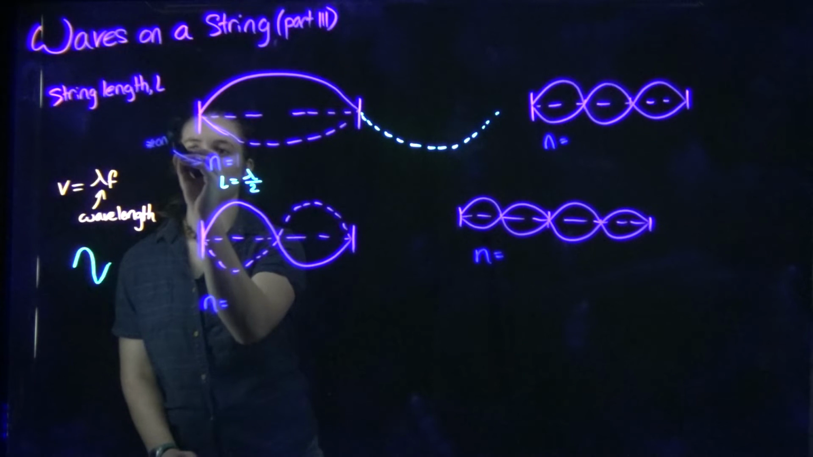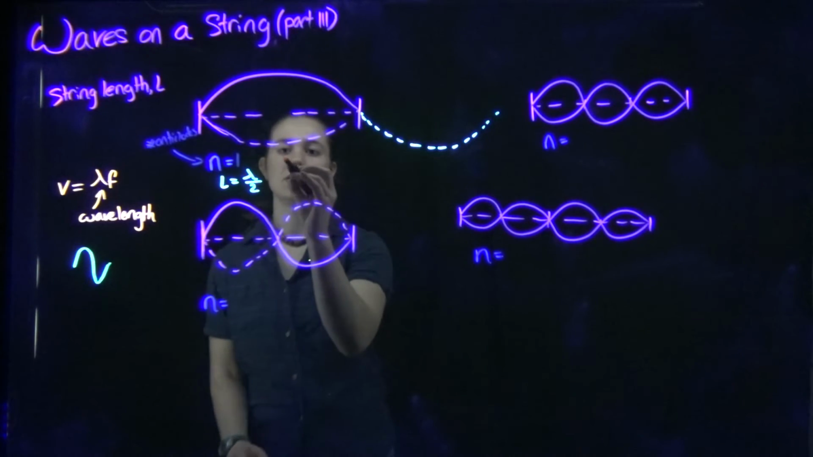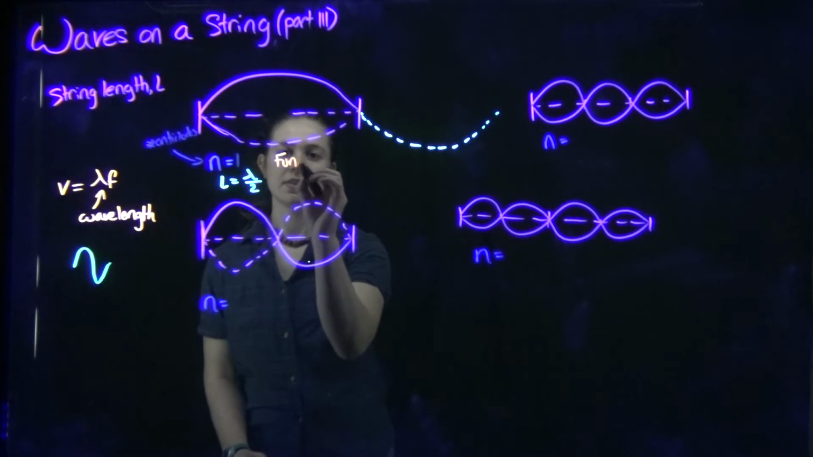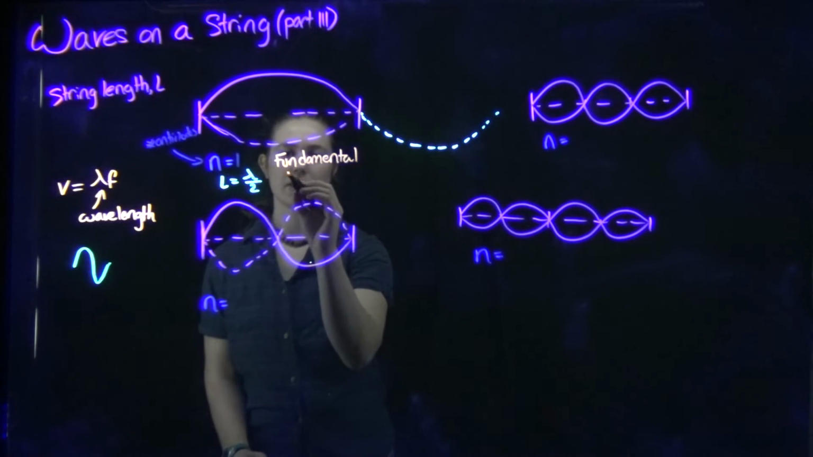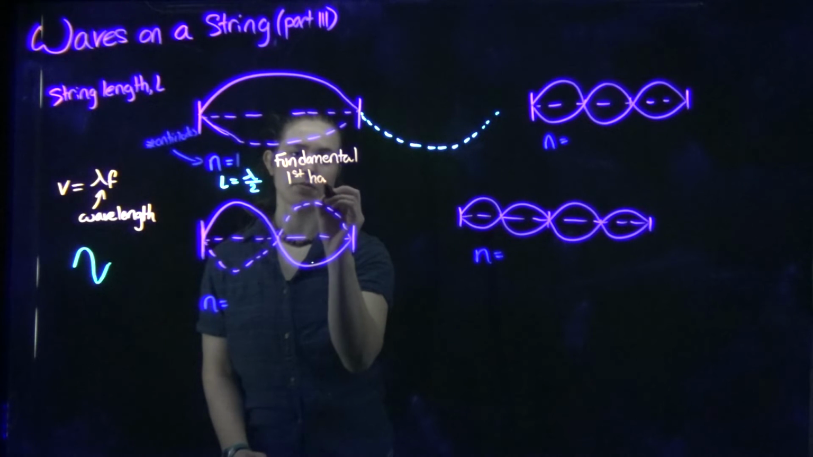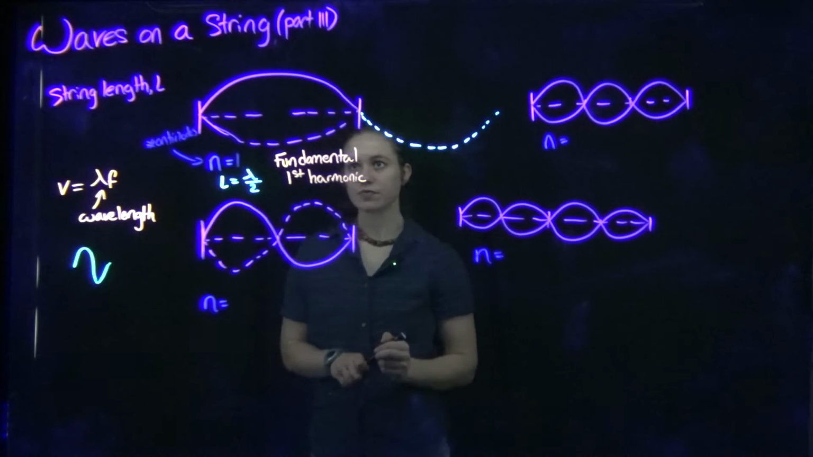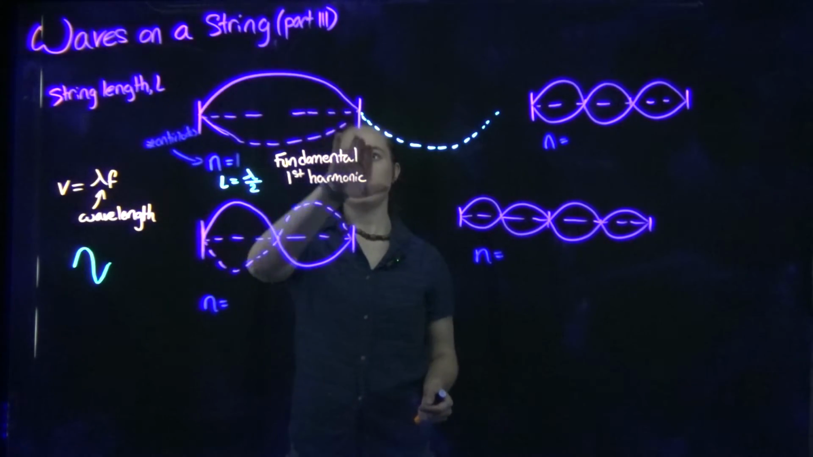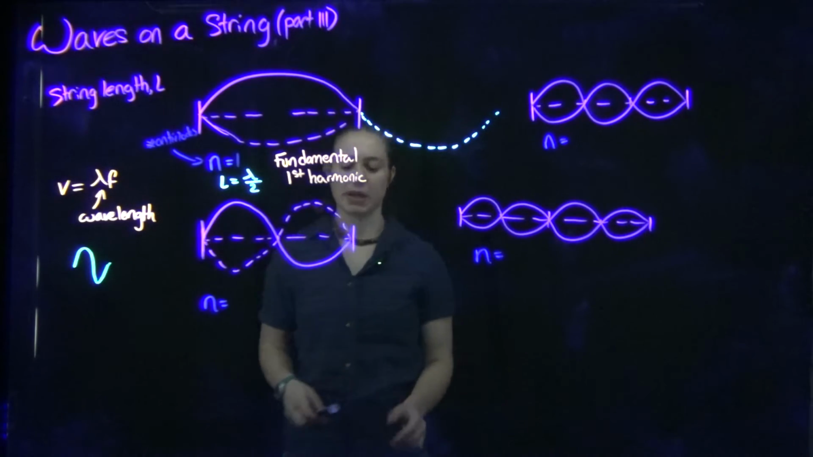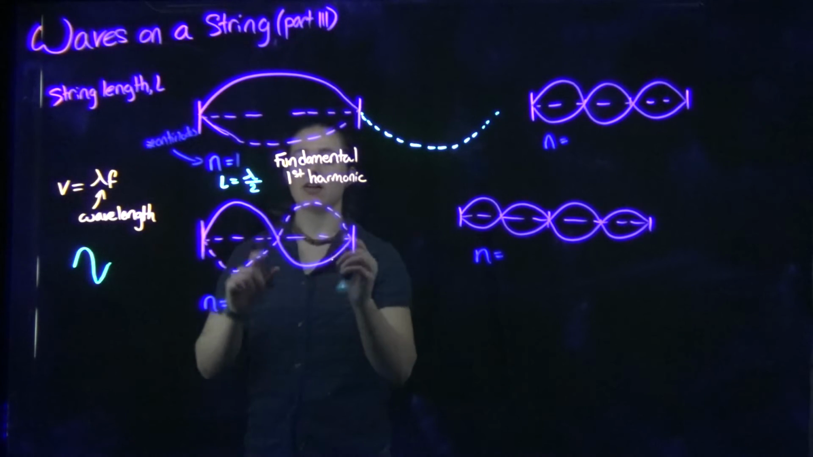Number of antinodes. This is what we call the fundamental in music, or our first harmonic. So if this were a string that you plucked and it made this waveform, you'd be playing the first harmonic of the string.